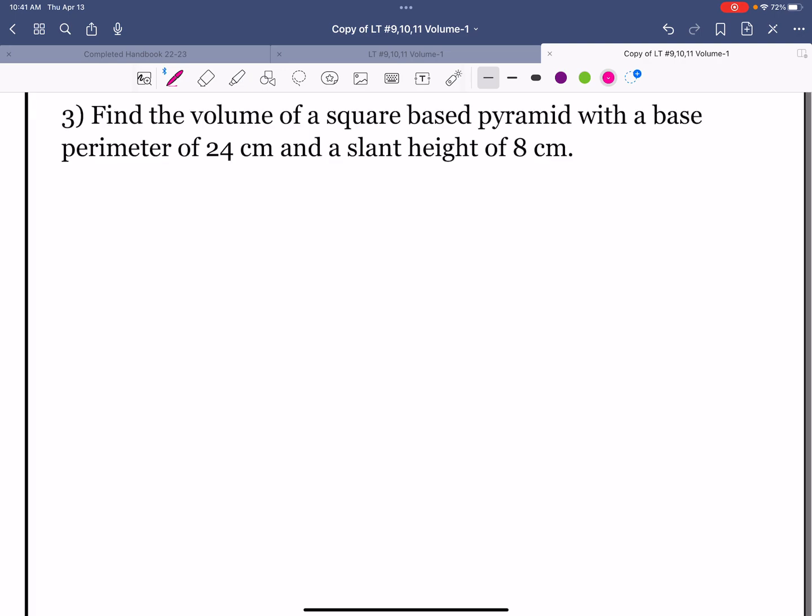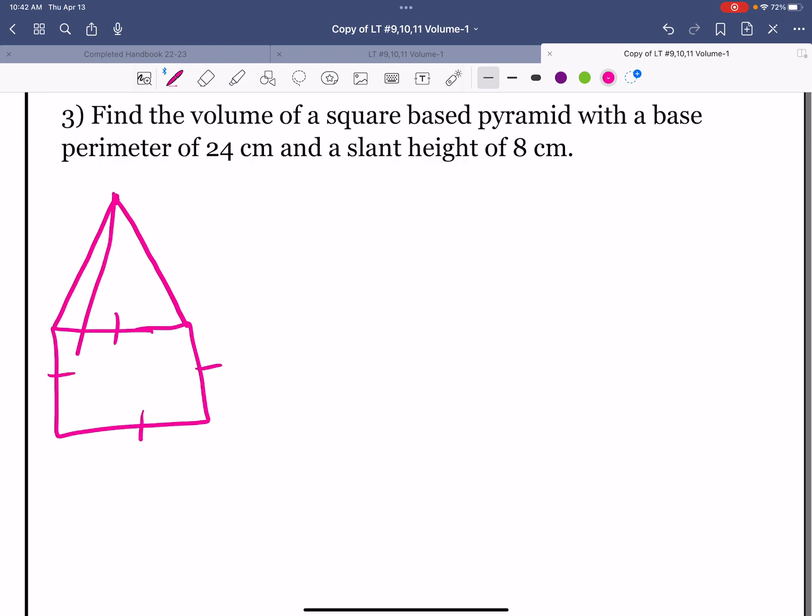Find the volume of a square base pyramid with a base perimeter of 24 and a slant height of 8. So we got a square base. All four are congruent. Extend to a point. So I put a point up here. Now I've got the altitude here. And then I got a slant height here.